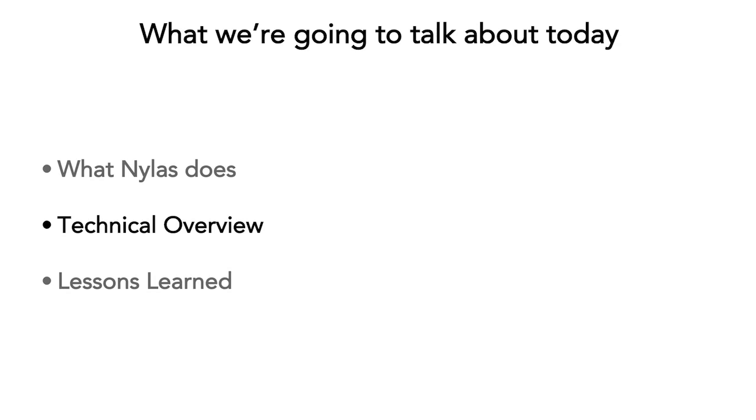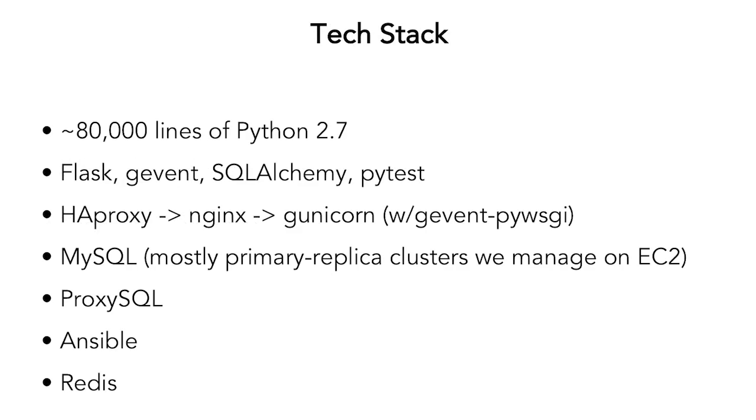Let's talk a little bit about the technology that powers Nylas. For those of you who are engineers in the room, you might be interested to hear a little bit about what tech we're using. So we're a Python shop, and we use a few major libraries that are pretty popular in Python land. We power our API with a REST API library called Flask. We use a library called gevent to deal with concurrency. And our ORM is a thing called SQLAlchemy. And we also use PyTest.